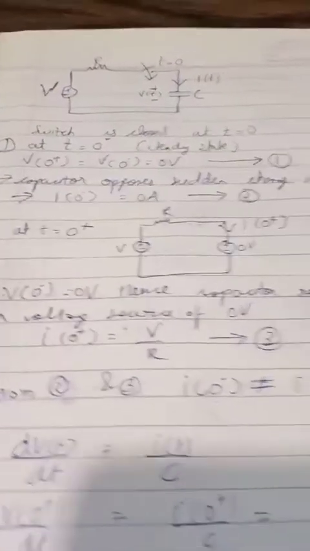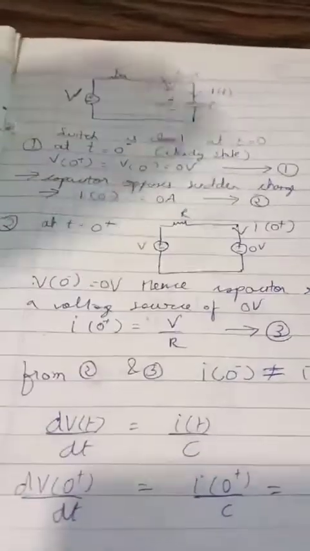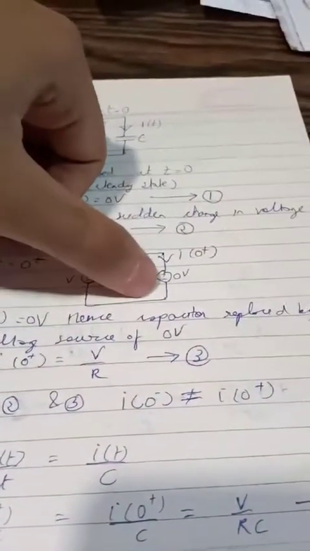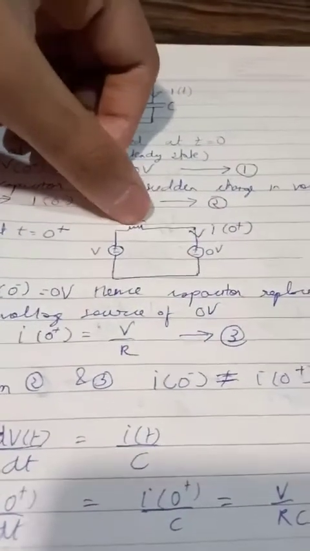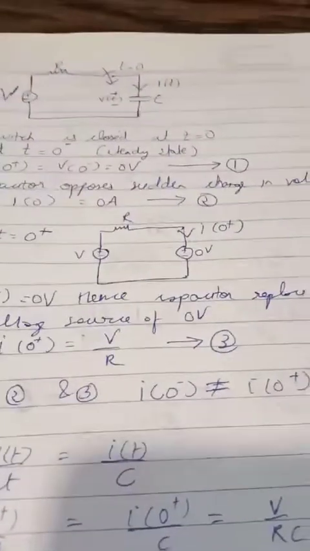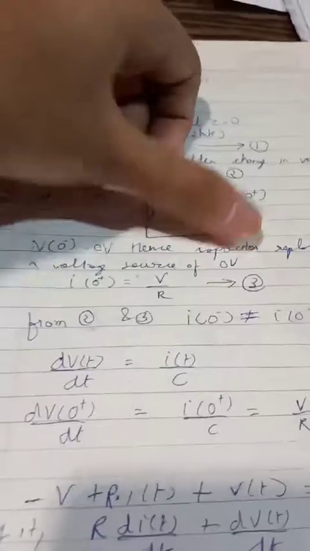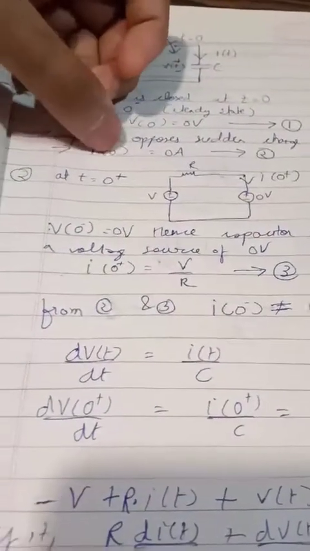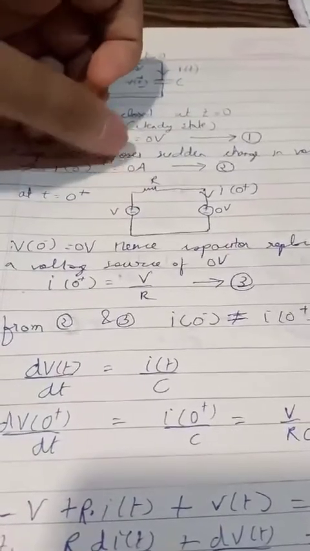So this is the diagram for just after the switch is closed. Just after the switch is closed, the capacitor can be replaced by a voltage source, and v(0-) is equal to 0 volt. So the capacitor here is replaced by a voltage source of 0 volt, and this is a resistor, and the switch is replaced by a closed circuit. So i(0+) will be equal to V upon R. So we can clearly see that i(0-) and i(0+) are not equal. So there is a sudden change in the current.